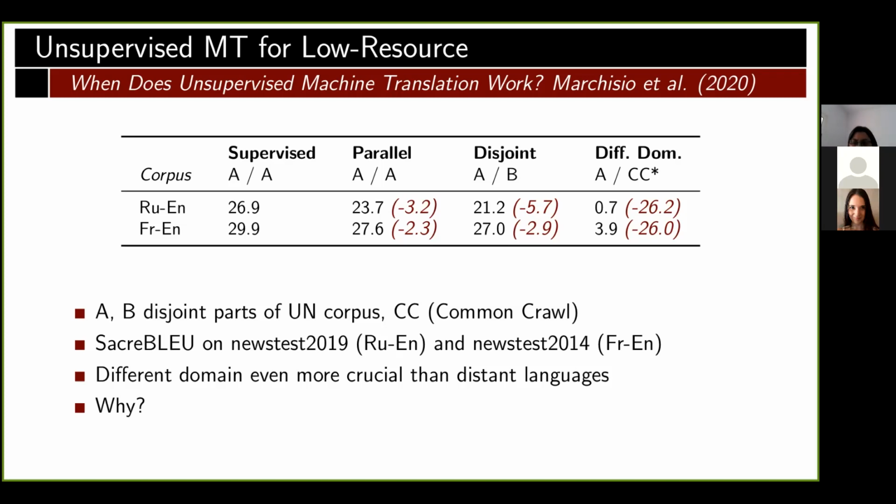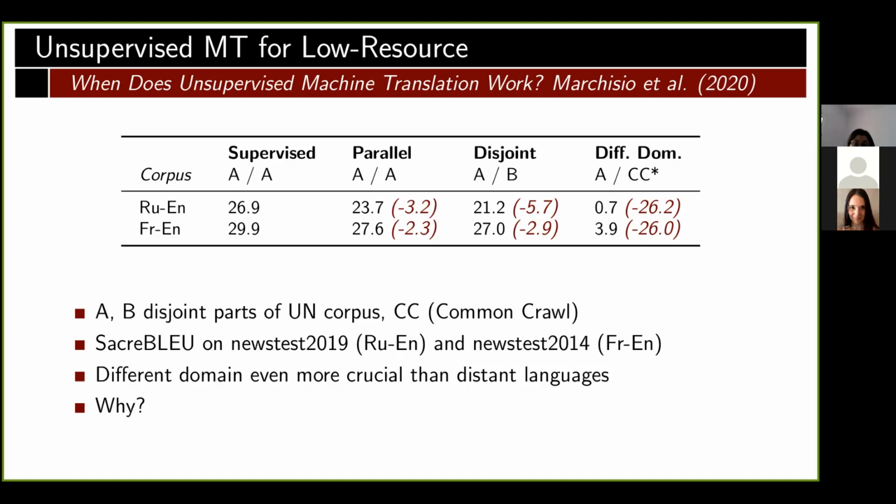And finally, they wanted to see what happens when the domain is really different. So when going from United Nations data to Common Crawl. And in this case, the results are terrible. If you look at the last column of the table, if you train your unsupervised machine translation system with the same amount of data, but a different domain, you get almost no translation at all. The BLEU score for Russian is close to 0. The BLEU score for French is close to 4. So you are losing 26 BLEU points here.